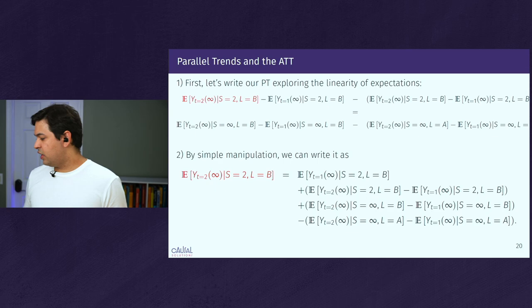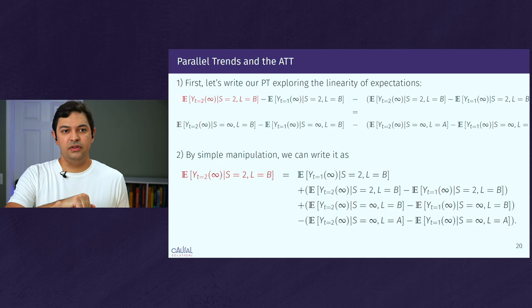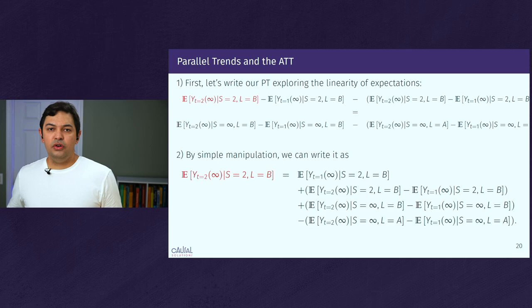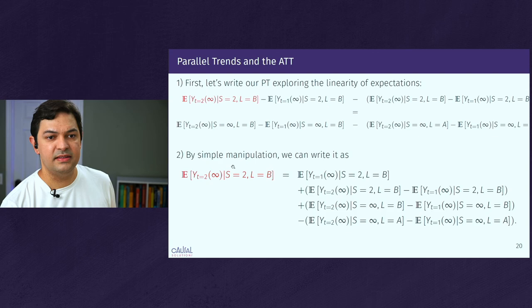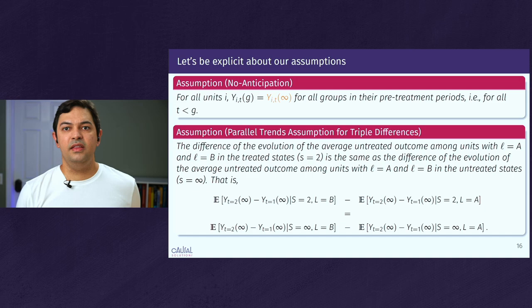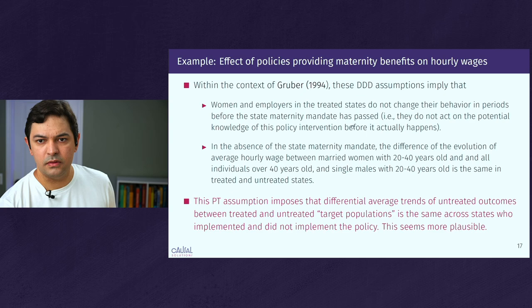Cool, so what are we going to do? We're going to start by rewriting what we care about, and we're going to rewrite our main assumption, which is parallel trends. So in the first block here, I'm just rewriting parallel trends as we have in the previous slides, as you have in slide 16. And once I have that, I'm going to show you how this assumption helps us moving forward.